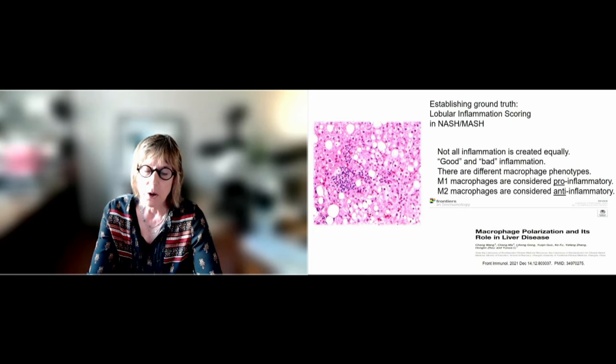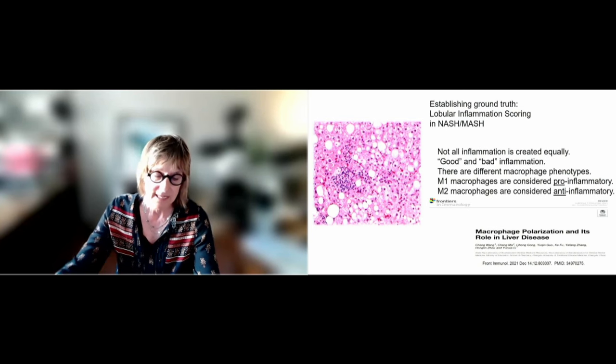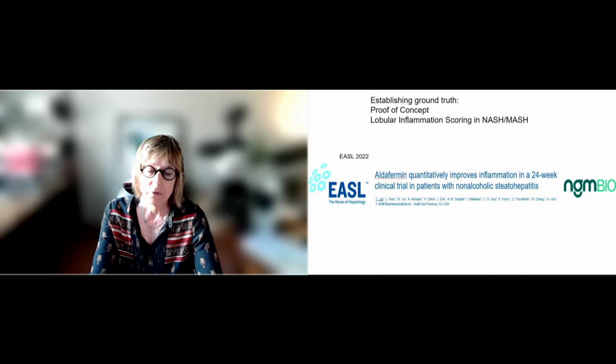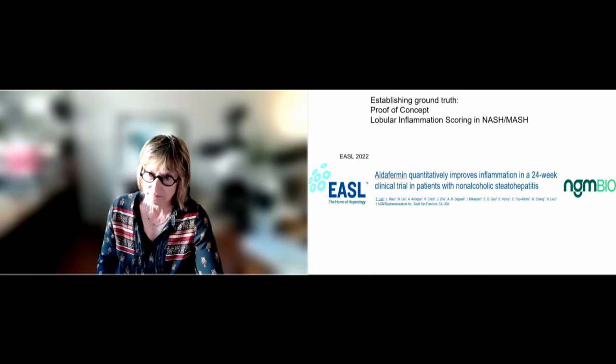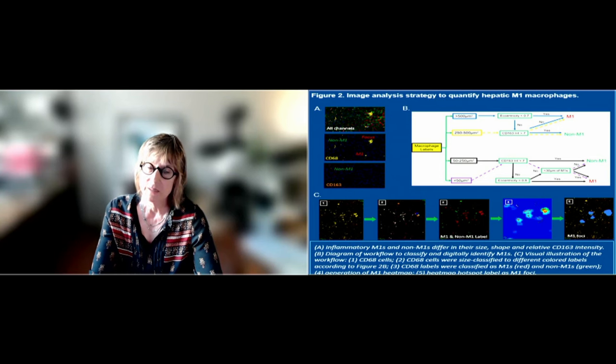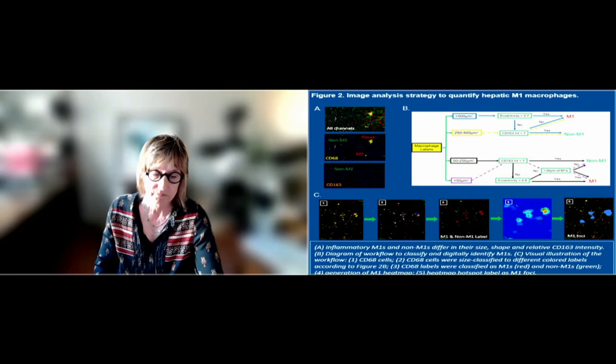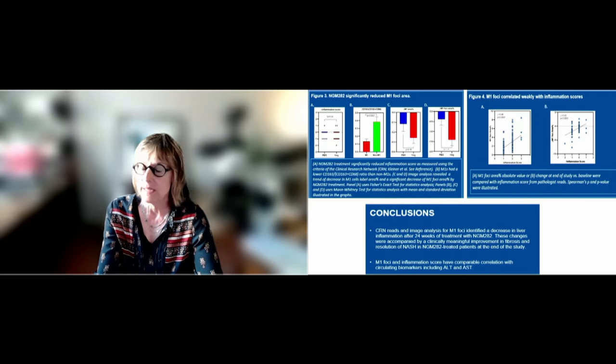For example, we know that some macrophages are good or anti-inflammatory, the M2 phenotype. Some macrophages are bad, the M1 phenotype, bad or pro-inflammatory. This proof of concept study was presented at EASL in 2022. We used the phase 2 aldafermin cohort slides. We used immunofluorescence labeling, cell size, and cell shape to sort M1 macrophages from non-M1 macrophages. Aldafermin significantly reduced the M1 foci, or the bad inflammatory foci.